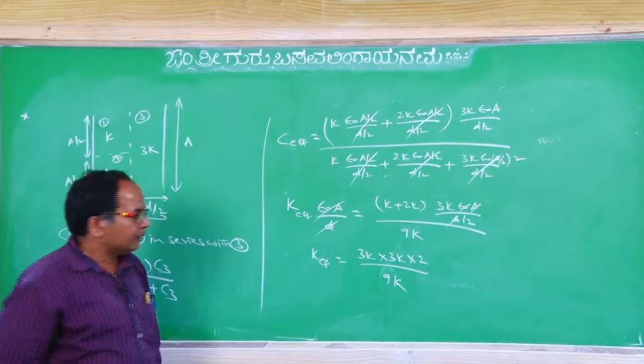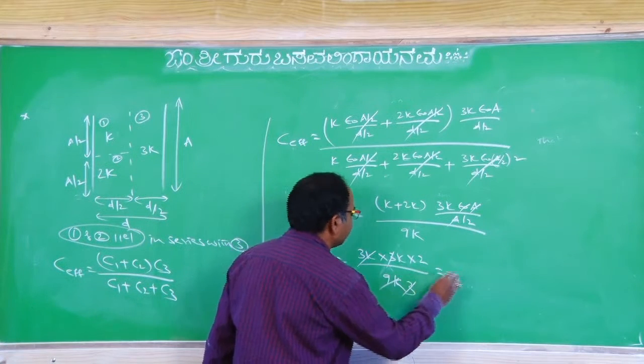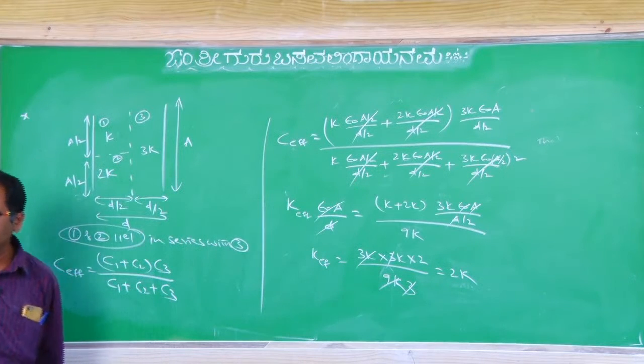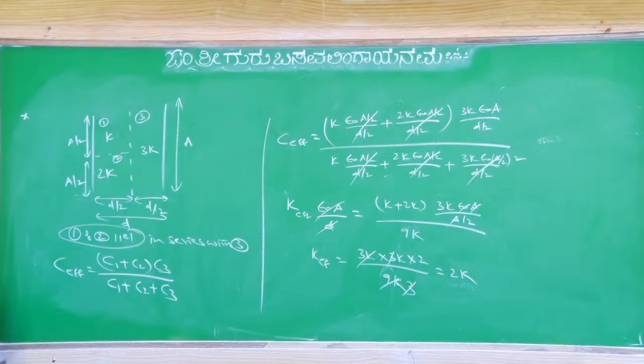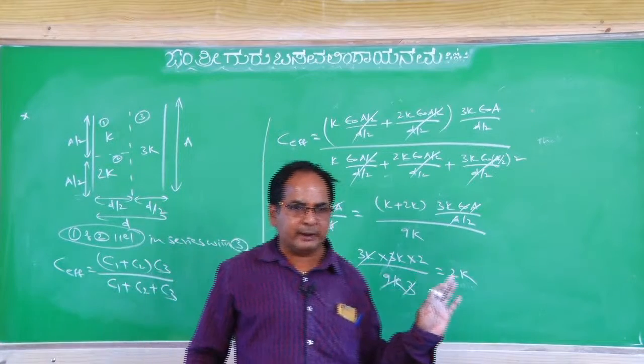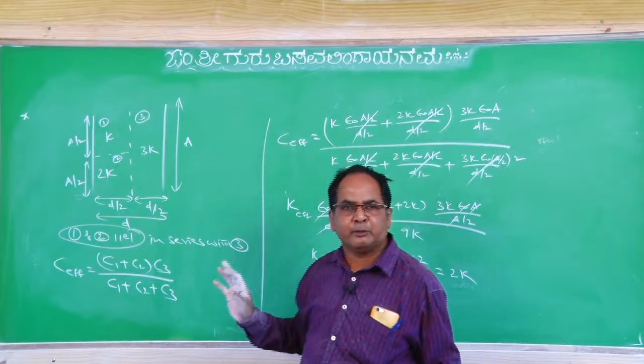Okay. So here 3K, 3 and 3 cancel. So K effective will become 2K. Okay, so like this you are able to find out. So in this pattern you are able to remember the formula directly also.